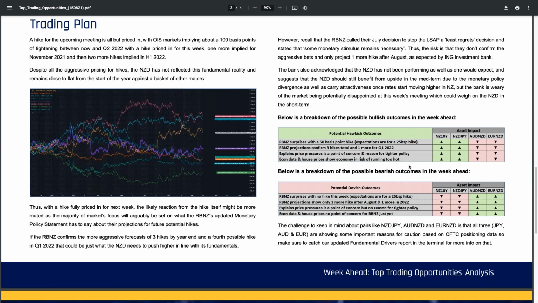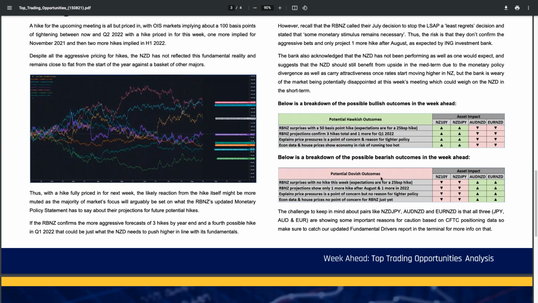Now, obviously, I don't know what's going to happen, but I think there is a chance of a dovish outcome. So if there's no hike this week, that would be a clear New Zealand dollar weakness. So you'd expect the euro New Zealand dollar to find buyers. Okay, so watch out for that. That would be a good upside for euro New Zealand dollar. If they show only one more rate hike and then maybe one more in 2022, that's dovish, and that's euro New Zealand dollar upside as well, or Aussie New Zealand dollar upside.